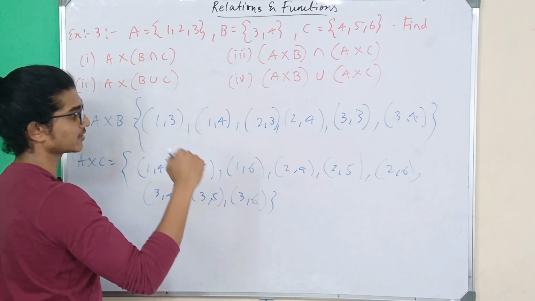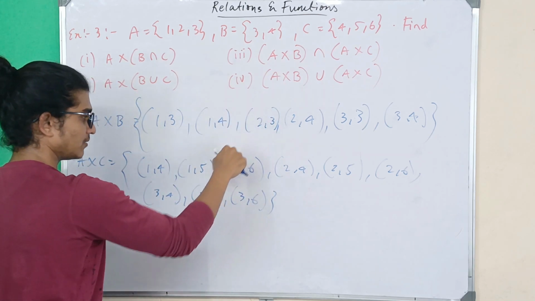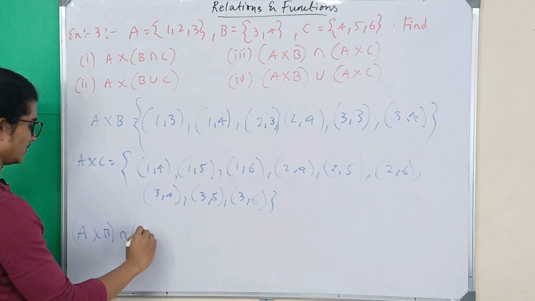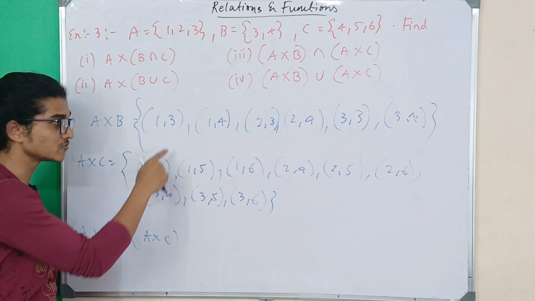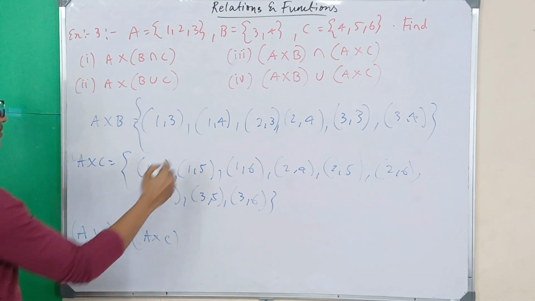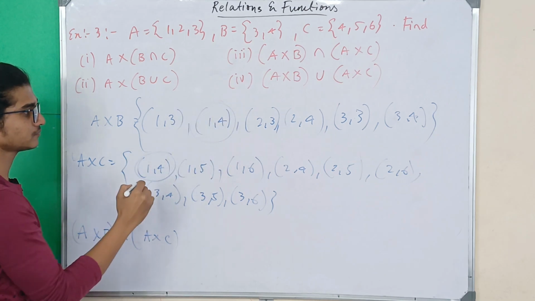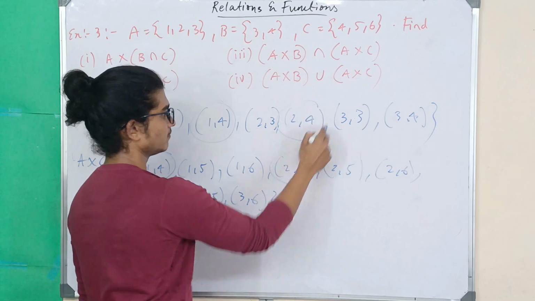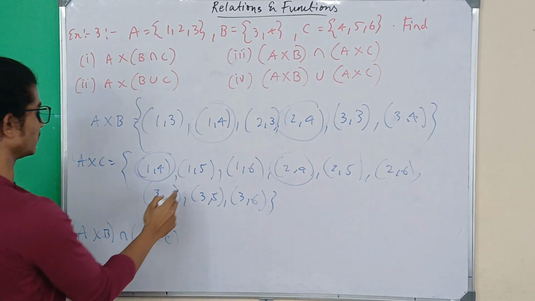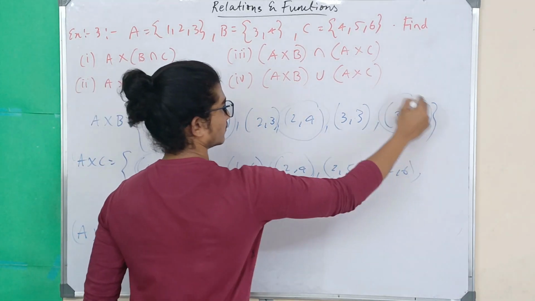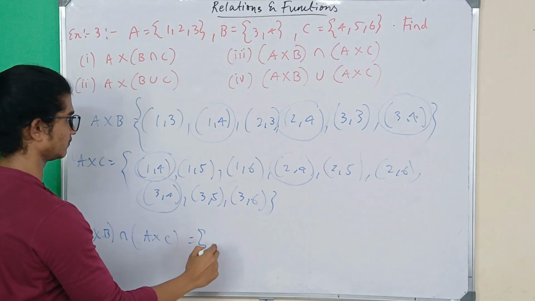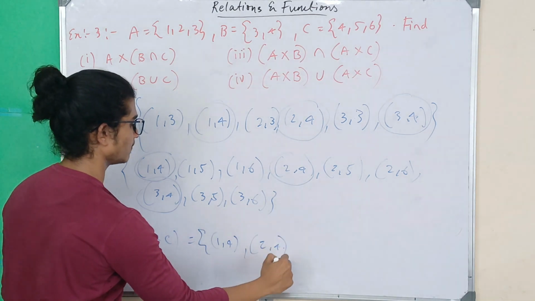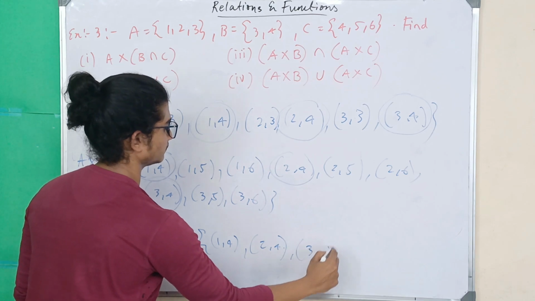So then what are they asking? We have to take common elements between these two. So they're asking (A cross B) intersection (A cross C). So see what are the common elements between these two sets. (1,4) is common. Then what else? (2,4) is common. (3,4) is common. So this listed over here: (1,4), (2,4), (3,4).